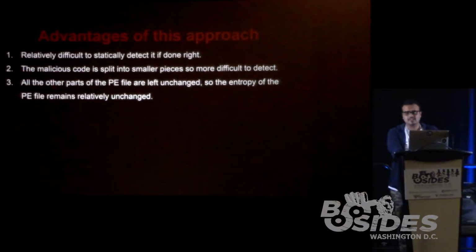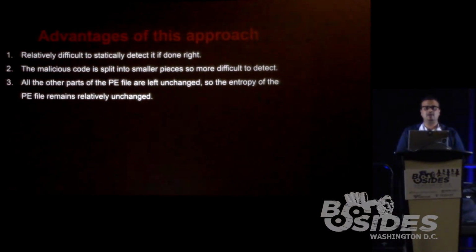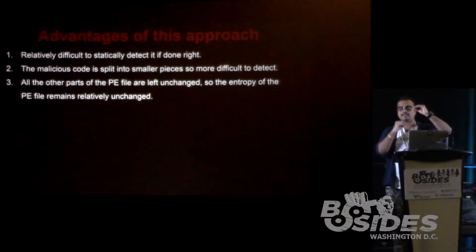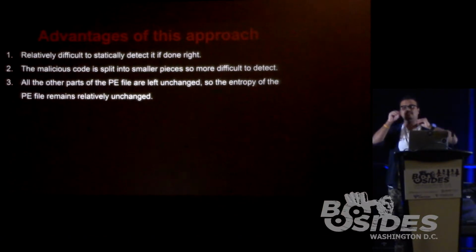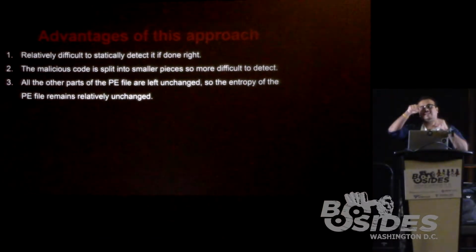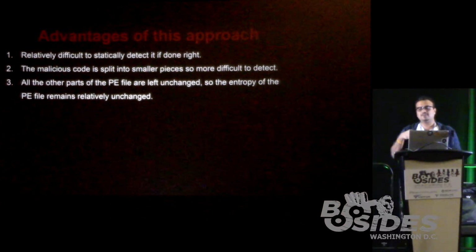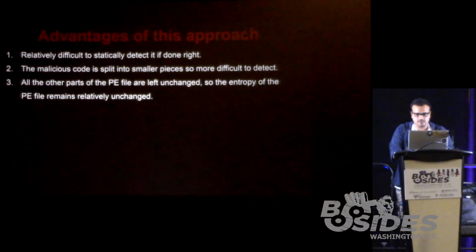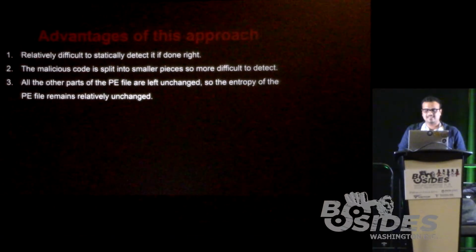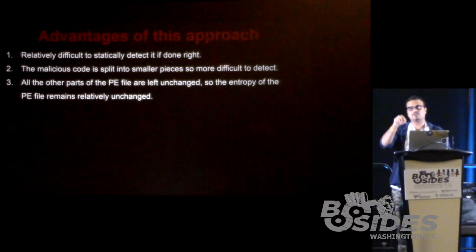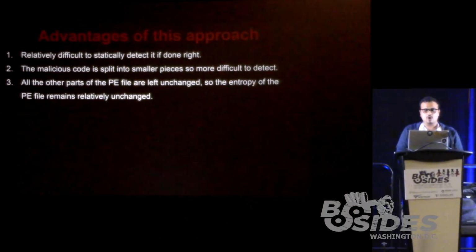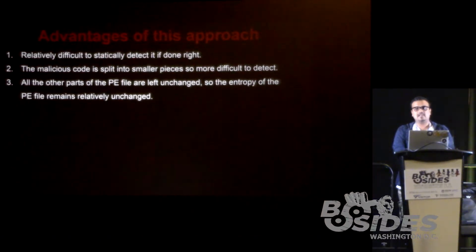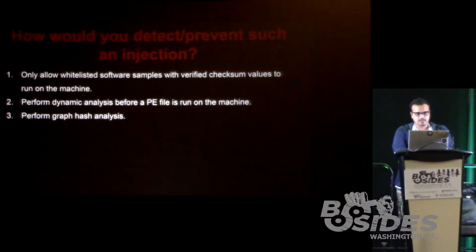Now the advantages of this approach: it will be relatively difficult to identify the shellcode, since the shellcode is not present entirely inside the PE file. What you have is chunks of independent shellcode that are connected via jumps, right? So it would be really difficult to develop a signature for such kind of executable, right? The malicious code itself is split into smaller pieces, so you can join those smaller pieces via jumps. All the other parts of the PE file are left relatively unchanged.